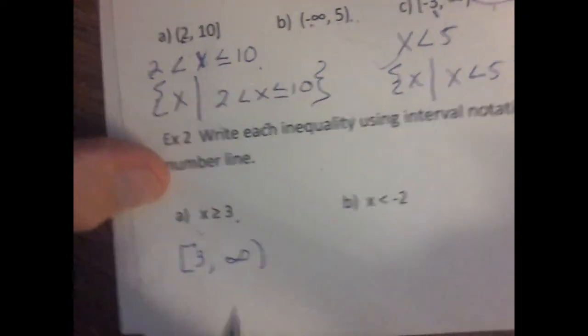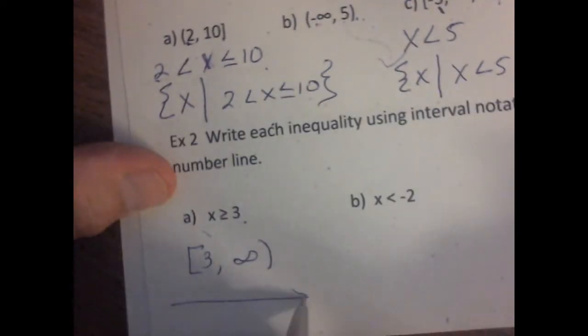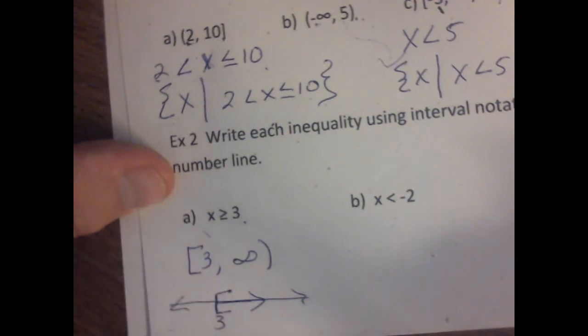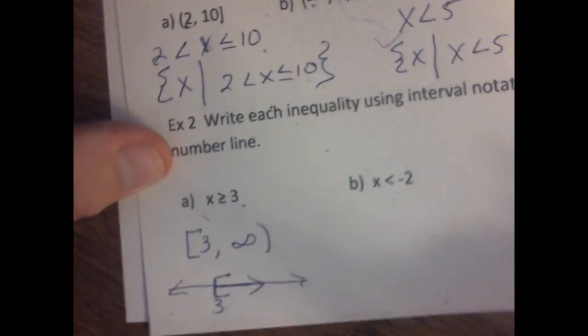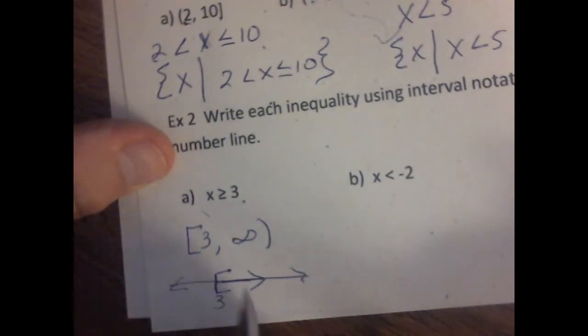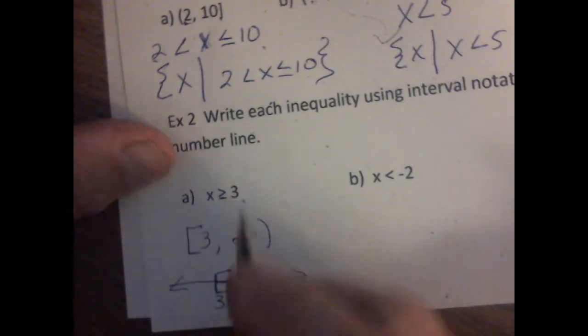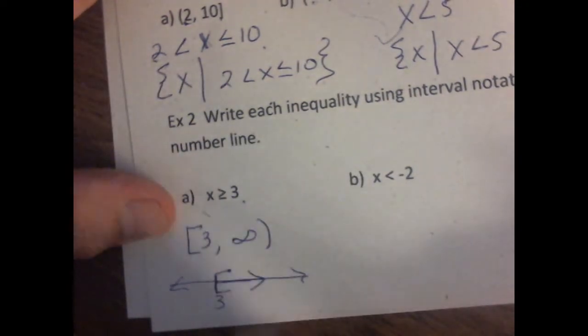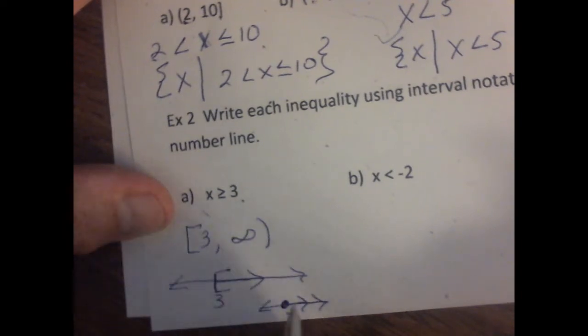On a number line, I can draw my number, identify my 3, put my bracket here, and then point my arrow in that direction. The other way you can identify your solution on a number line is you can do a shaded dot if it's equal to. So it'd either be this, or you can shade your dot with 3.